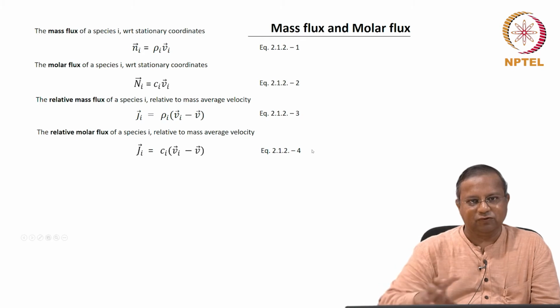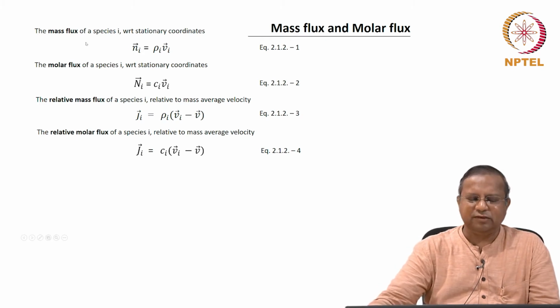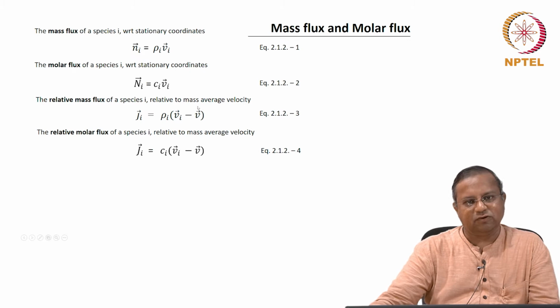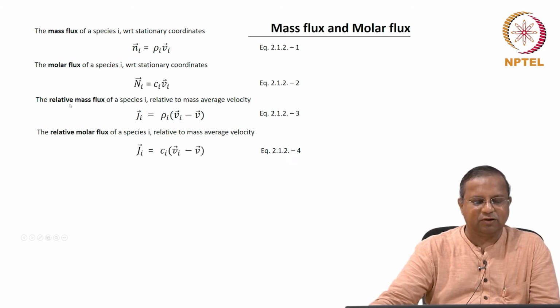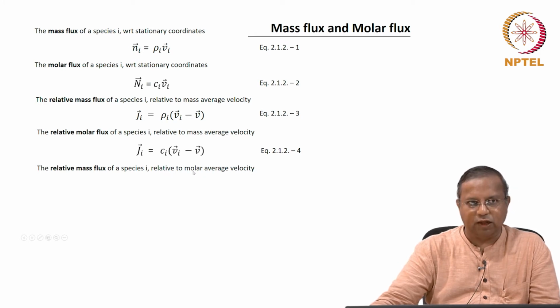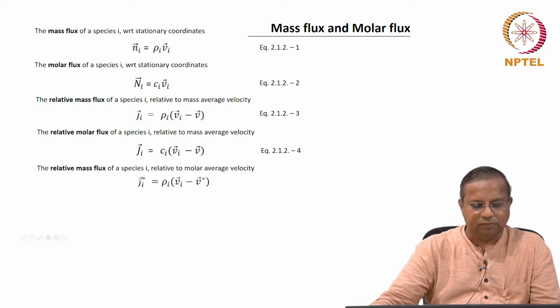These are the standard ones, so I am listing them all together, and these are rather simple. Flux is nothing but density times velocity, molar flux is nothing but concentration times velocity. Here it is only a diffusive aspect or the relative mass flux that we are looking at. Now, the relative mass flux of species i, but in this case relative to molar average velocity, is lowercase j_i star, that is rho_i times V_i minus V star.